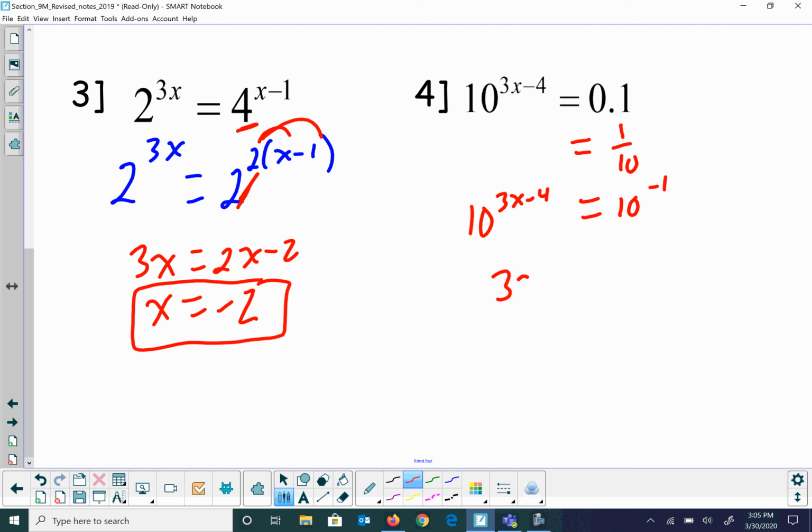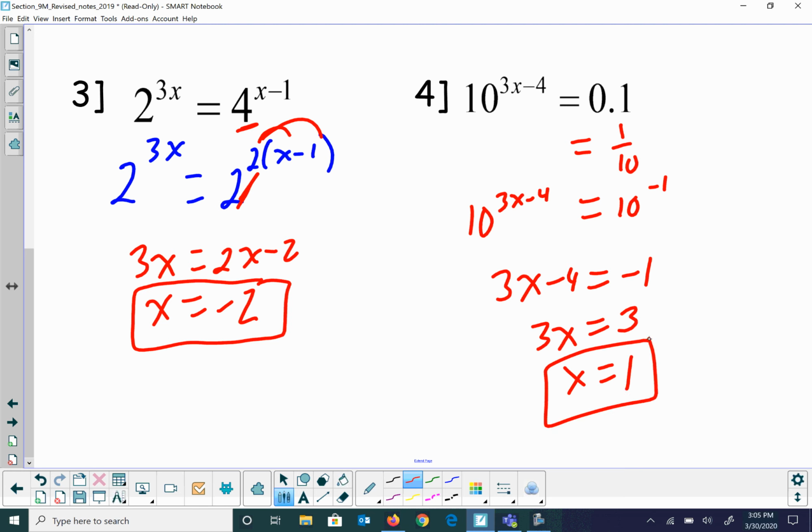Let's go ahead and set the exponents equal to each other and solve. So I'm going to add 4 to both sides, so I get a 3. Divide each side by 3, so I get a 1. And again, we're not dealing with log or natural log, so we don't have to worry about testing to see if the answers work.